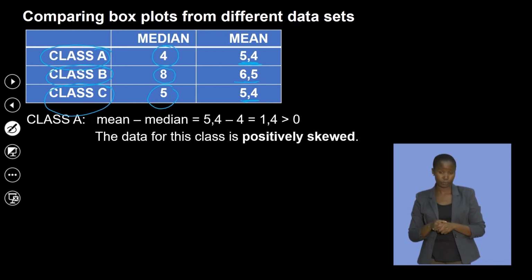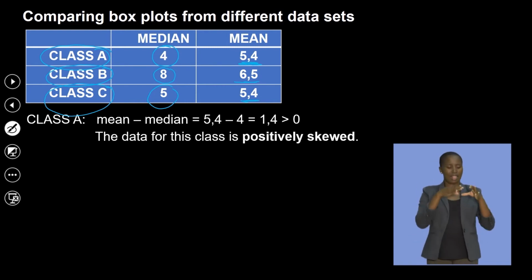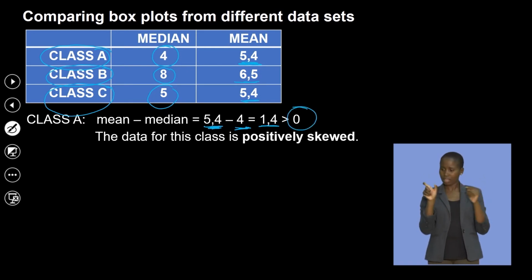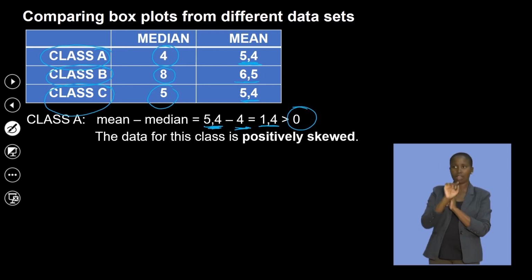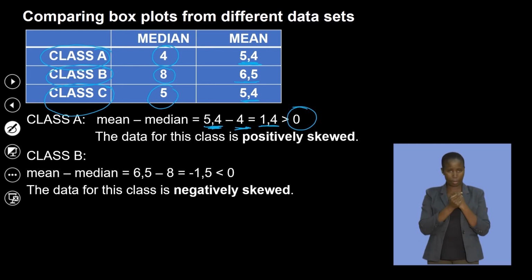Let's see. Class A. Mean minus median. This is 1.4. 1.4, it's bigger than 0. The data for this class is positively skewed. Are we together? Class A is positively skewed.